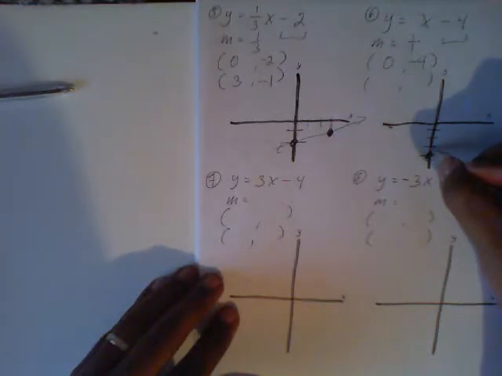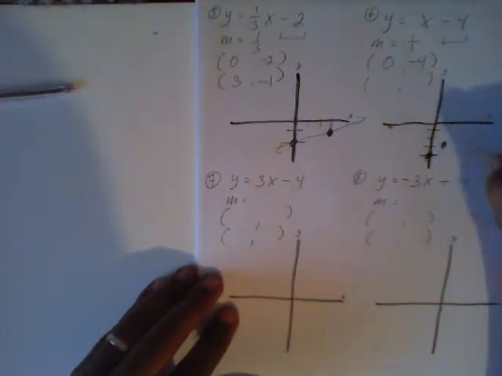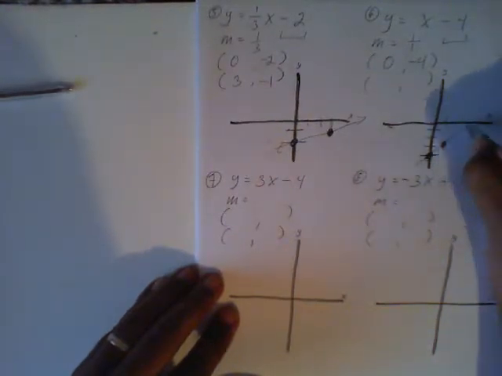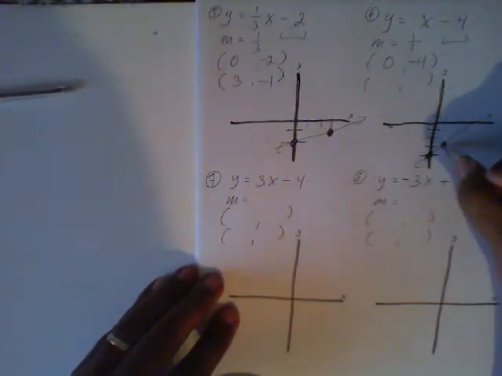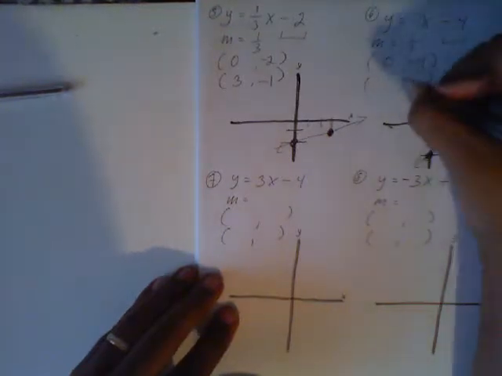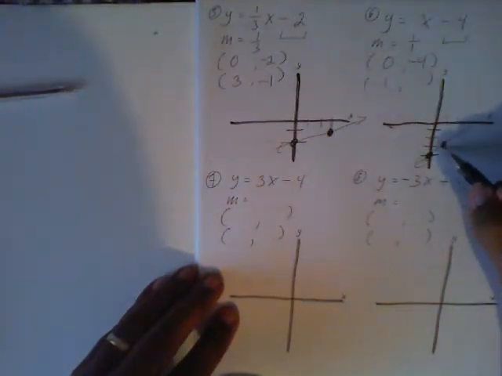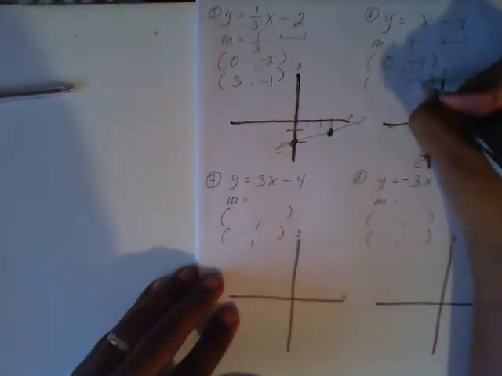So let's go up 1 and then over 1. That takes me to this spot right here. The location of this point is x is 1 and y is -3. Finish.